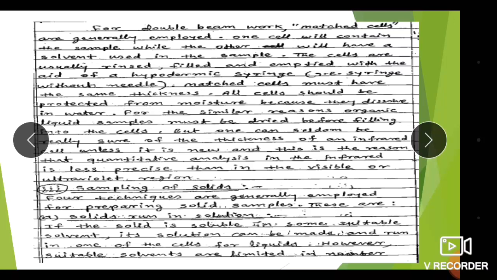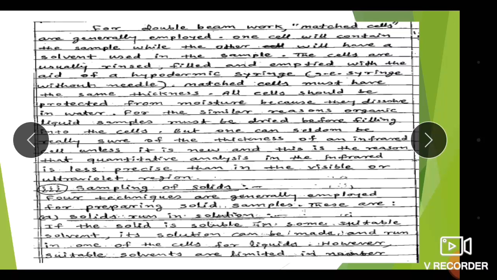All the cells should be protected from moisture because they dissolve in water. These cells are made from alkali halides, and alkali halides are soluble in water. So they are protected from moisture, since they get dissolved with moisture. And the other point is that matched cells must have the same thickness. So same size and same thickness are needed for getting a better result.